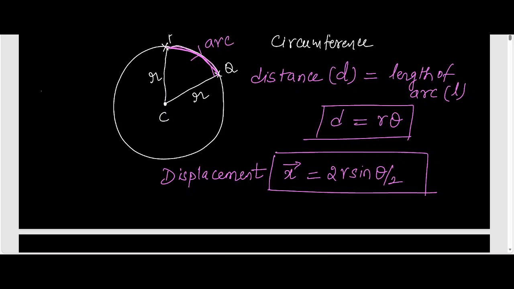Theta is the angular gap from initial position to final position. Initial position is P, final position is Q, and these positions are making a certain angle at the center of the circle. How much angle is made? Theta. Got it? So remember these two formulas, important for your exam.